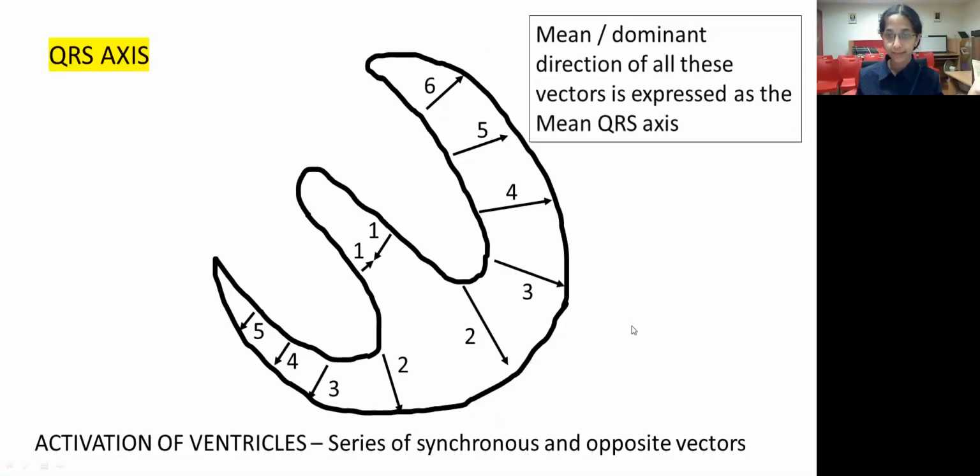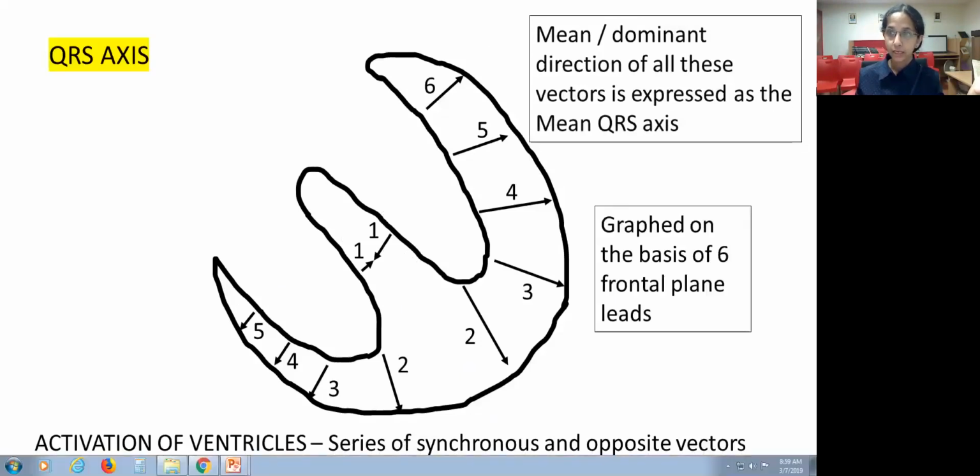And here also you know that initially you have the left to right vector in the interventricular septum dominant, and after that you have the right to left vector in the free wall. So you have to graph the QRS axis on the basis of the 6 frontal plane leads. Is the QRS axis always calculated only in the frontal plane? Not really. You also do it in the precordial leads, but a predominant understanding happens in the frontal plane. So what we are now going to see is calculation of the QRS axis in the frontal plane leads.